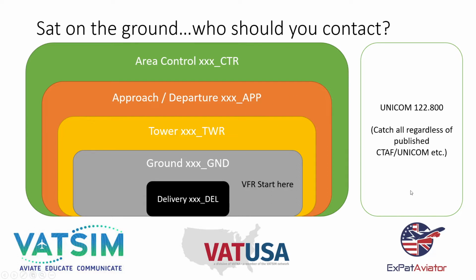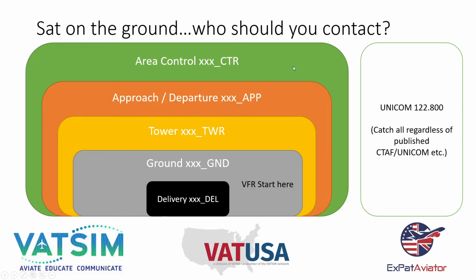Caveat, if nobody's online, you can do either text messaging or transmissions on 122.8, and this is regardless of where you are, whether there are published frequencies for the airport, be it a CTAF, a Unicom, or even a tower frequency that's published. You still use 122.8 if there's no VATSIM controller online.